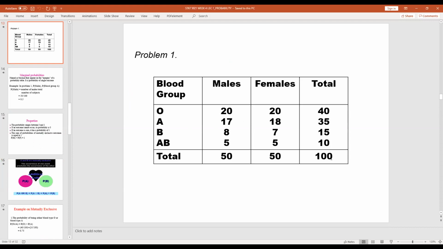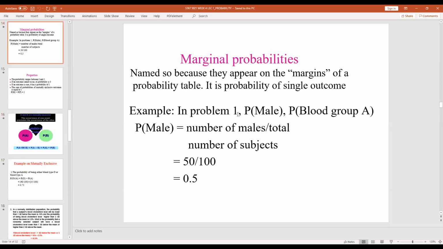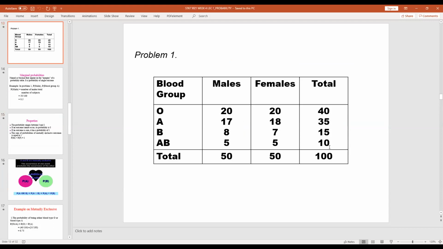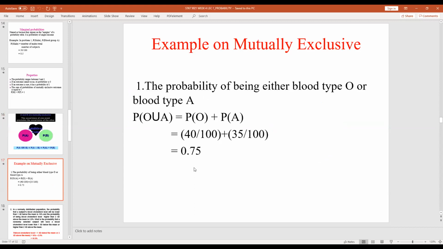And for the blood type A, you're going to figure out the number of that. You got 35 of that divided by 100. Then you're going to add the two. Then the 0.75 is the probability of whether you belong to blood type O or blood type A. So what I'm showing you right now is an example of a mutually exclusive event, and of course, this attracts the addition rule, a situation where you need to add the two probabilities.